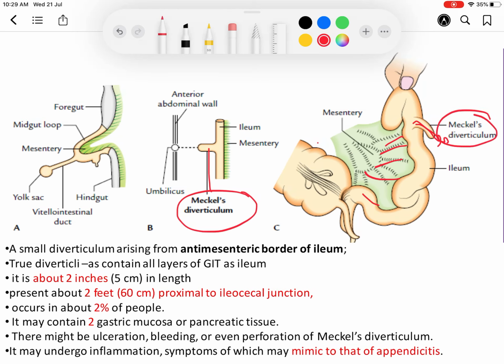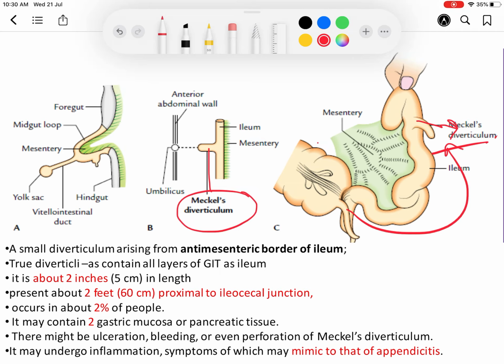So this diverticulum is arising from the anti-mesenteric border. This is mesenteric border and this is anti-mesenteric border. So Meckel's diverticulum is attached on the anti-mesenteric border, and it is a true diverticulum because it contains all the layers of the GIT as the ileum contains. And for this the rule of 2 is applied, that it is 2 inches long and it is present 2 feet proximal to the ileocecal junction.